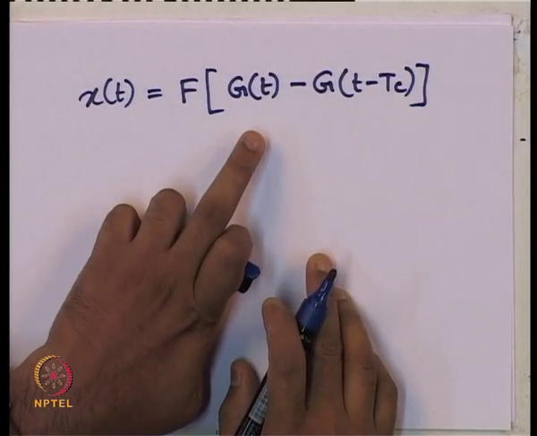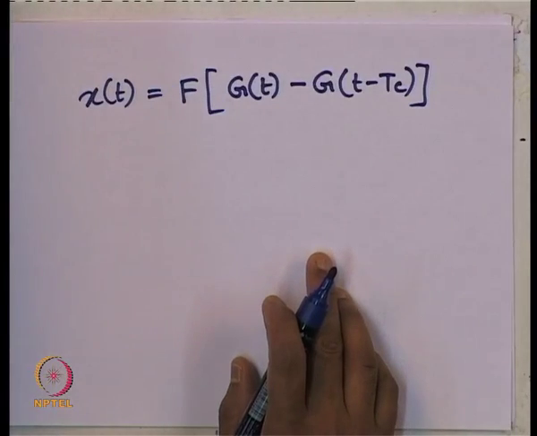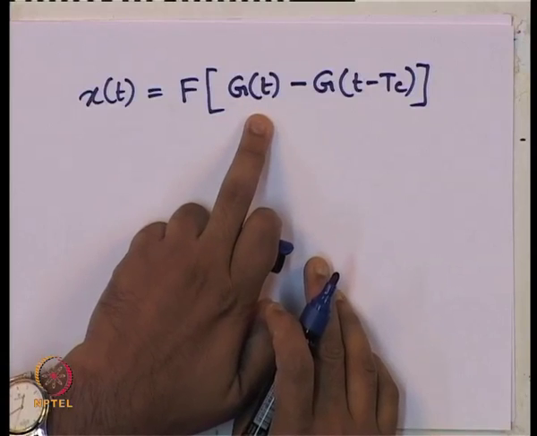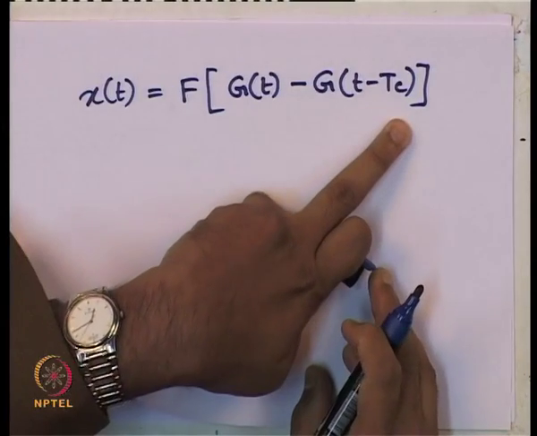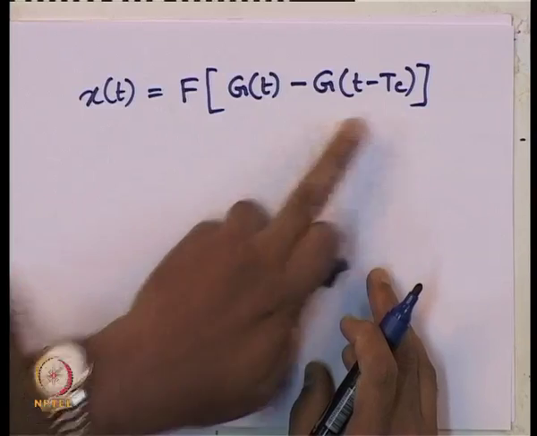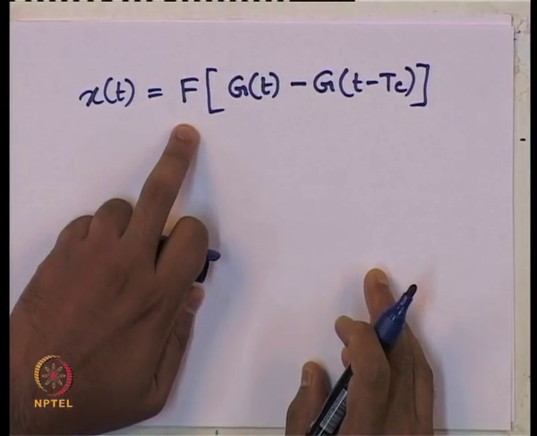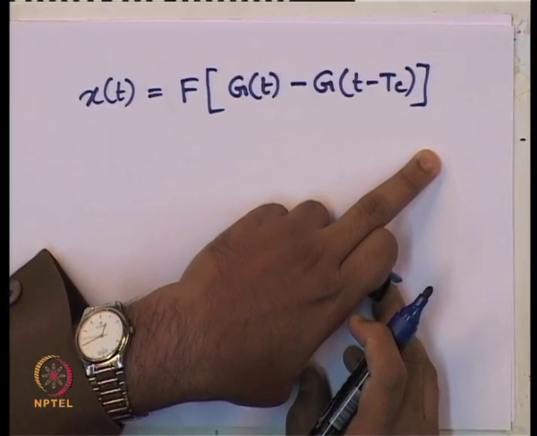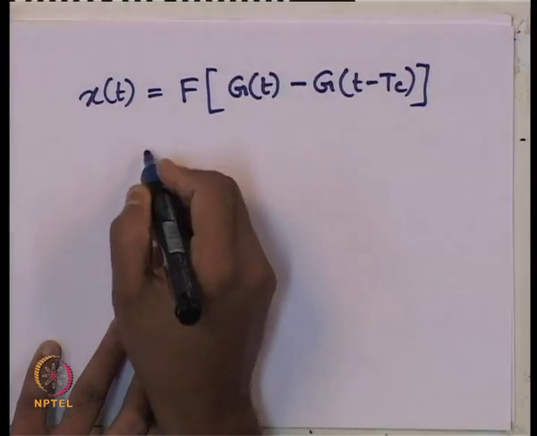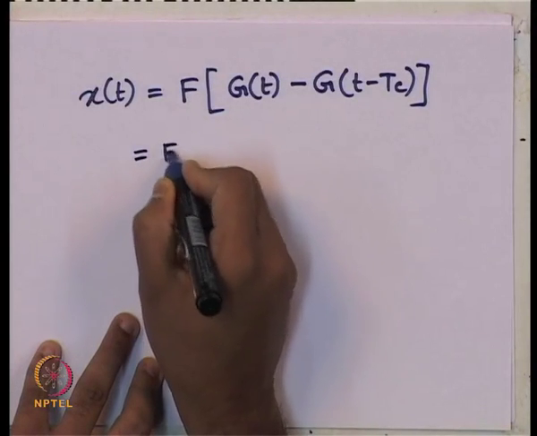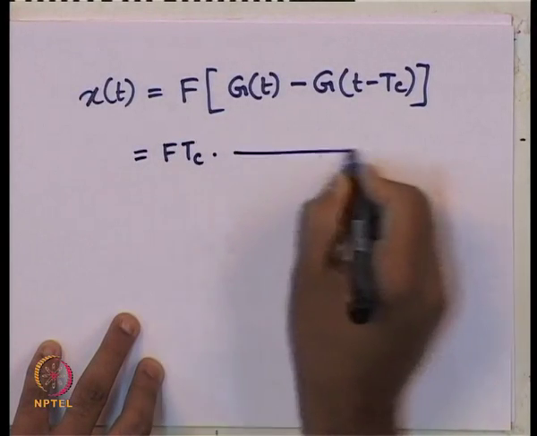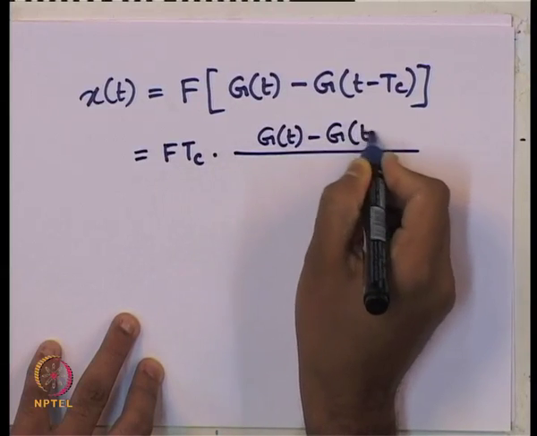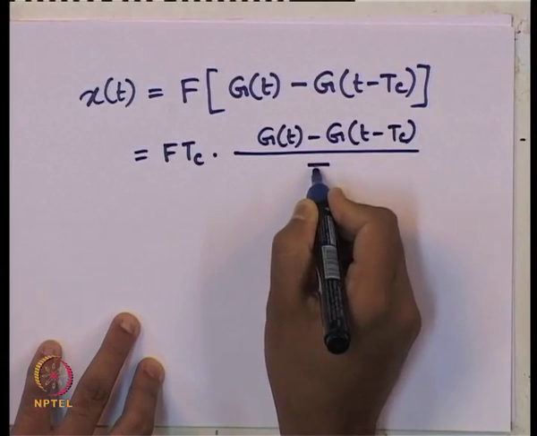So, for unit load, the same concept we are imposing, that the solution will be g of t minus g of t minus T c for unit load. So, for f load it will be just f times the function for unit load. Let us simplify this: f times T c, g of t minus g of t minus T c by T c.